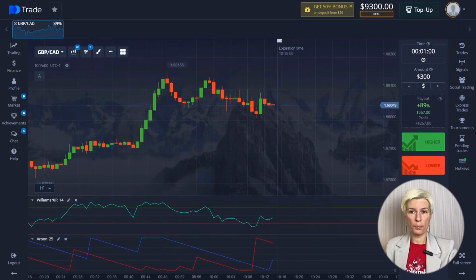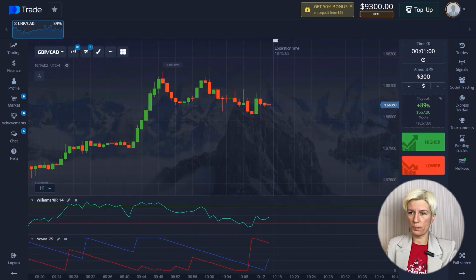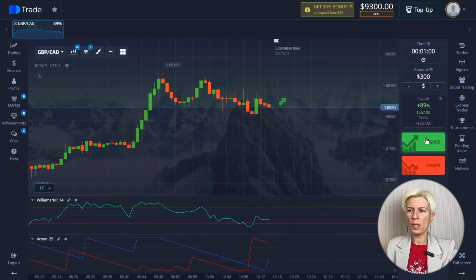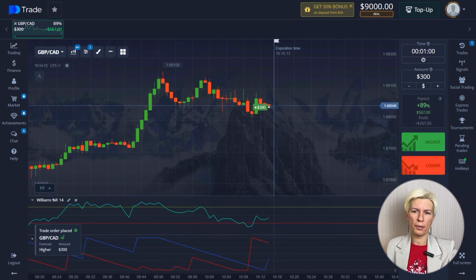And now we're switching to PocketOption and let's go trading. On my screen you can see the price chart with an open exchange currency pair, the British pound Canadian dollar. The trading amount will be equal to $300 or just 3.3% of my initial deposit. We will open the first trade up for 1 minute for $300.